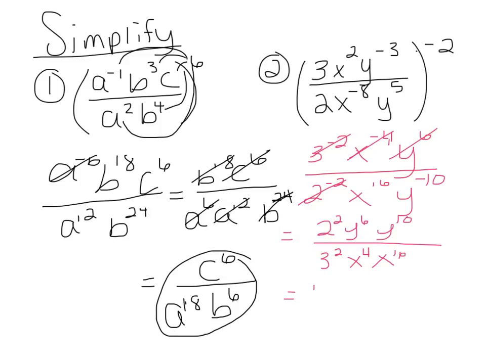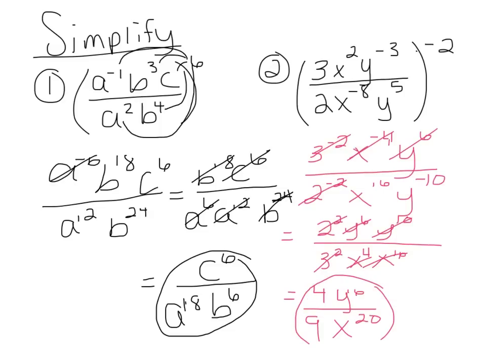Alright, 2 squared is 4. And then we have y to the 6th and y to the 10th both on the top. So that gives you y to the 16th on top. And then on the bottom, 3 squared is 9. And then x to the 4th plus x to the 16th gives you x to the 20th. So you have 4y to the 16th over 9x to the 20th. And there you are done, because you have no negative exponents, and 4 over 9 cannot be simplified at all.